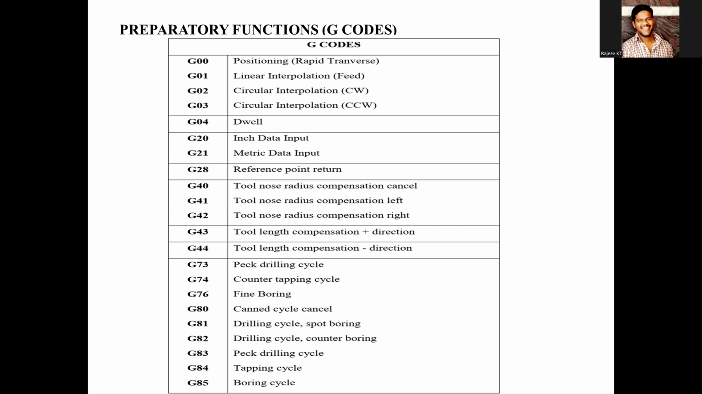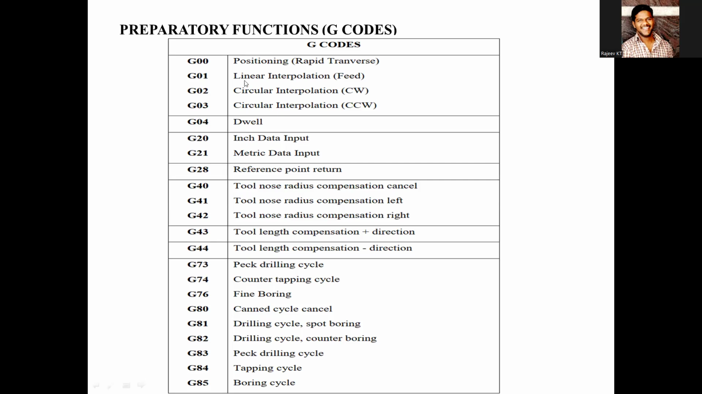For performing a function, a code will be defined. For example, G00 is positioning and rapid travel. When we give G00 X0 Y0, the positioning of the tool will take place with respect to the dimensions X and Y, or X and Z. For a turning program, we take X and Z. For a milling program, we take X, Y and Z. So G00 means positioning and rapid travel.